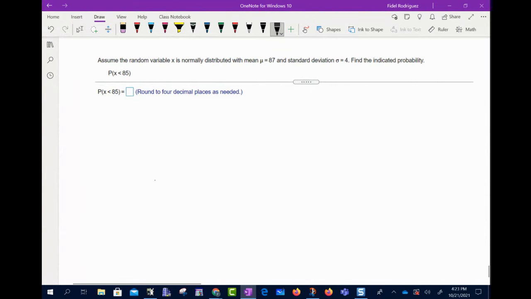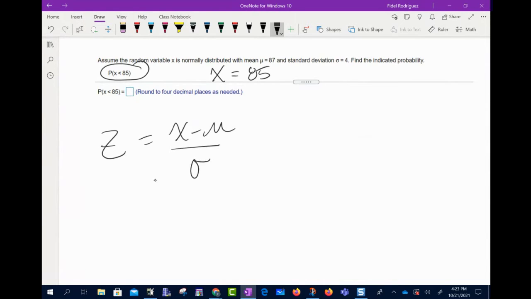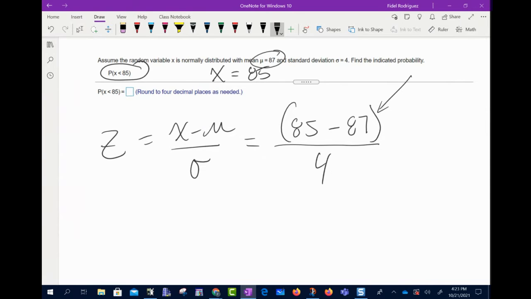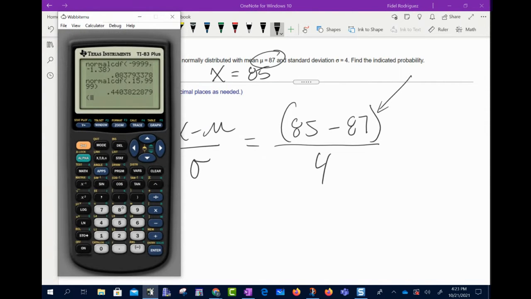Okay, so first thing we're going to do, y'all, we're going to take this x value of 85 and convert it to a z-score. So remember, we're going to go x minus mu over sigma. We're going to take x, which is 85, minus our population mean, which is 87. Again, when I'm doing this on my calculator, I'm always going to put this part in parentheses, divided by my standard deviation. So parentheses 85 minus 87 divided by 4, and we're coming up with a negative 0.5.